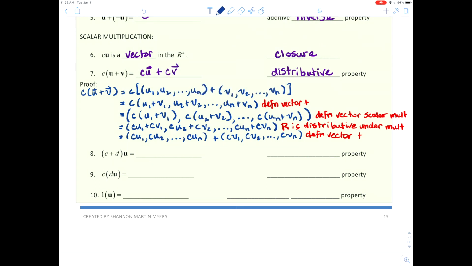All right. But what is this one? This is c times u1, u2, all the way down to un, plus c times v1, v2, all the way down to vn. And now this one is what? Definition of vector scalar multiplication. And then finally, sorry, I didn't leave enough space here. I thought I had.